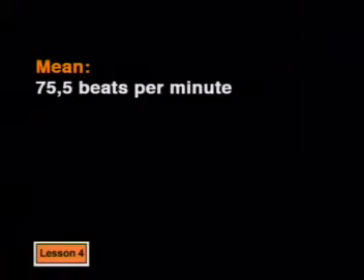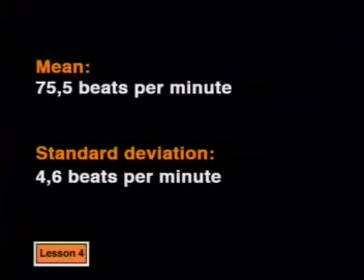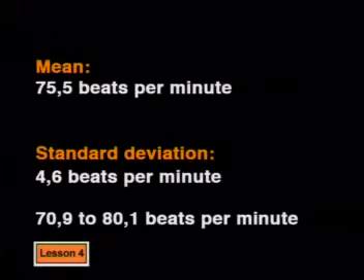What we found here is that the mean pulse rate is 75,5, but that on average, the pulse rates vary from that mean by 4,6 beats per minute. That shows us that there is quite a large standard deviation. It also says that on average, the teenagers in our sample have a pulse rate that lies between 4,6 below 75,5, that's just less than 71, and 4,6 above 75,5, that's just over 80 beats per minute.